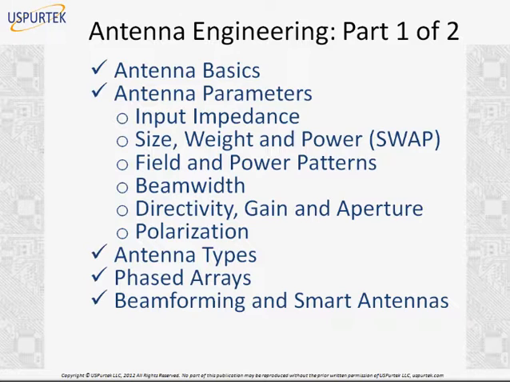We'll look at various antenna design parameters which must be considered when we are designing an antenna system. Typically, we must look into input impedance, and then we have size, weight, and power considerations for any antenna system that needs to be designed for wireless communications. We'll look at the field and power patterns. We'll understand what is beam width, directivity, gain, and aperture, and how it applies to practical antennas. Then we'll also consider the polarization schemes which are used in various antenna systems.